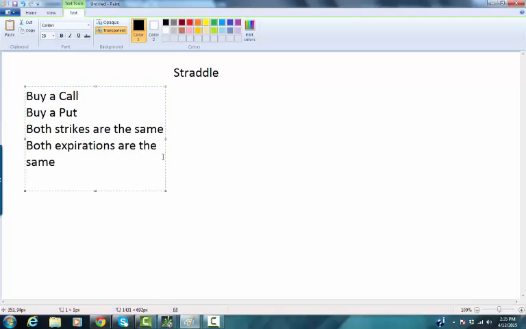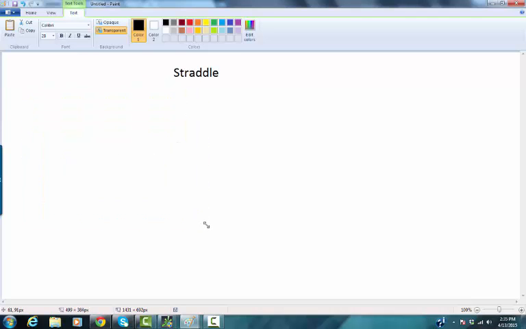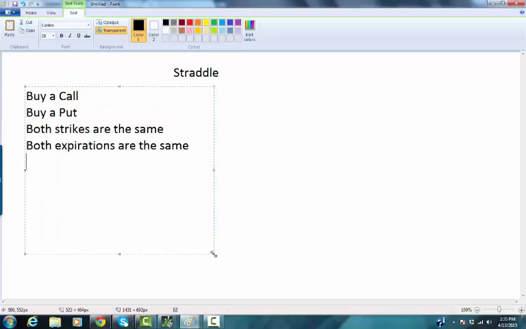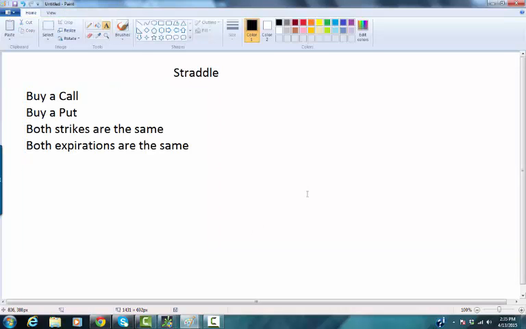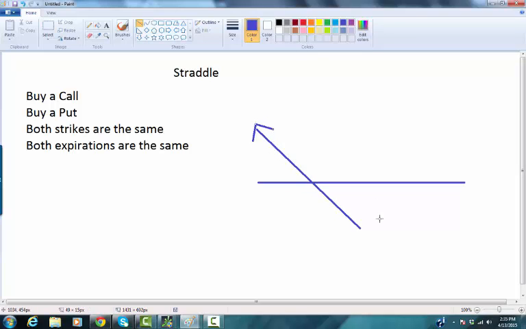You need to apply your money management rules, determine how many contracts you're willing to work with, and come up with management plans as well. But let's start with the entry construction. You buy a call, you buy a put, both strikes are the same, both expirations are the same. The risk graph on a straddle looks like this. You have a flat risk graph. It can go up. It can go down. You make a profit on both sides.